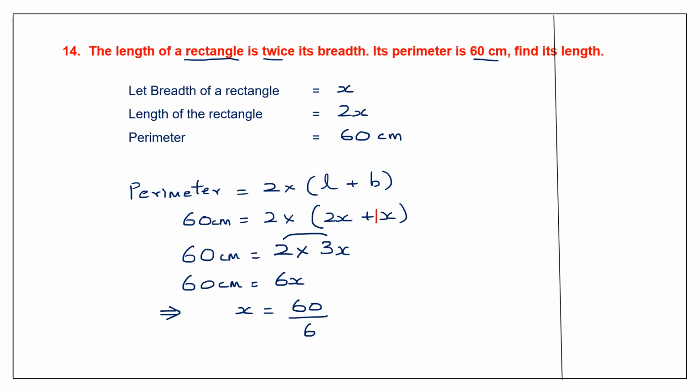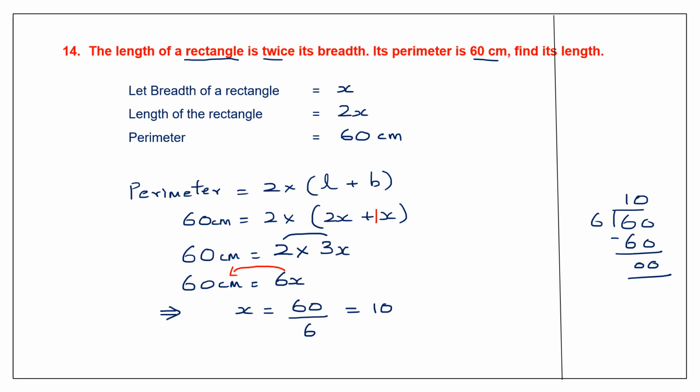I'm transposing 6 to the other side, so it becomes division. Now 60 divided by 6, let's divide and see. So we know 6 tens are 60. So here we've got our answer as 10. So x we have found out to be 10.